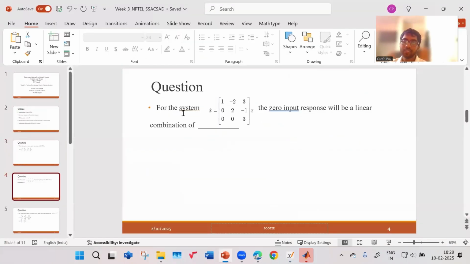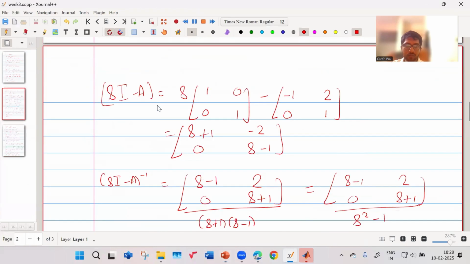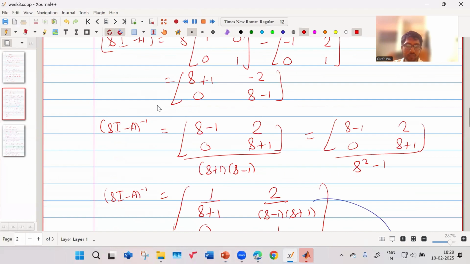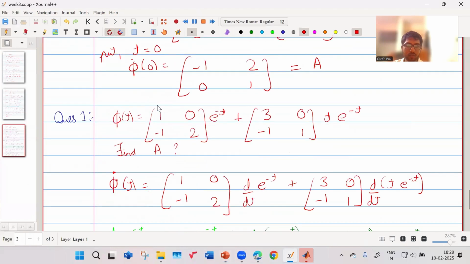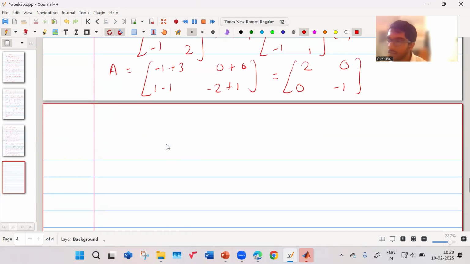For this system, which is given by x dot is equal to [1 minus 2, 3, 0, 2 minus 1, 0, 0, 3] into x, the zero input response will be a linear combination of what? Okay, what is the zero input response? So we have written question 1. Now we look at question 2.